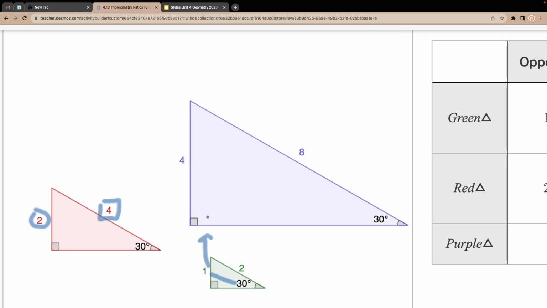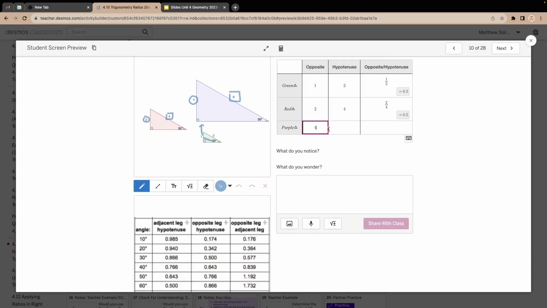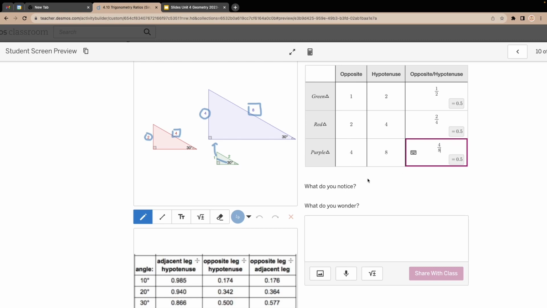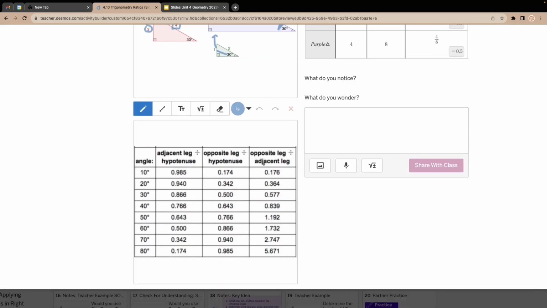Go from green to purple, 4 times as big. Now the opposite side is 4 and the hypotenuse is 8. 4 divided by 8 is still 0.5. So when I have a 30-degree angle, the opposite divided by the hypotenuse is always 0.5. And if you notice when we did the reference tables or ratio tables the other day, if I look at 30 degrees, I did the opposite divided by the hypotenuse, and it is 0.5.